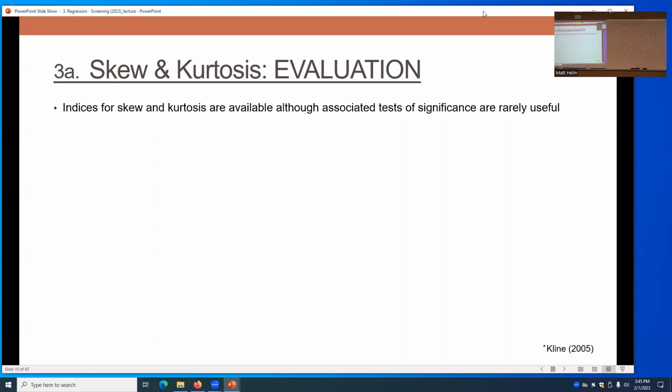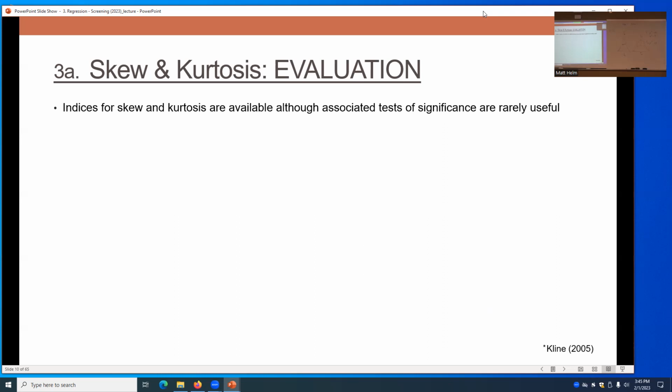Indices for skew and kurtosis are available. You've gone through and looked at all those things. Tests of statistical significance are not useful. They are just saying, do we have evidence that the skew or kurtosis value is not equal to 0? We're not concerned if it's exactly equal to 0, particularly if we have large samples. Anything that's trivially different than 0 will get flagged as significant, right?